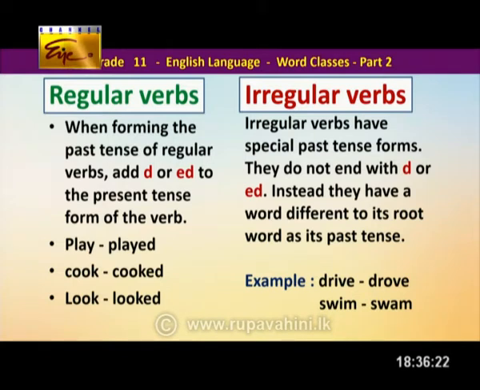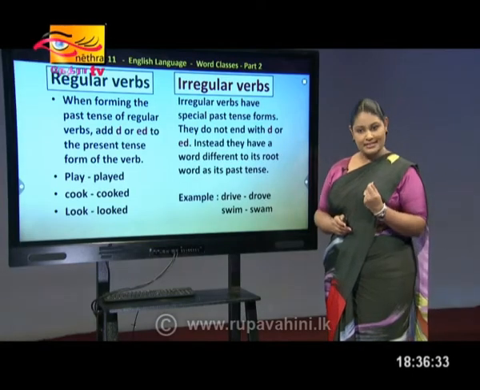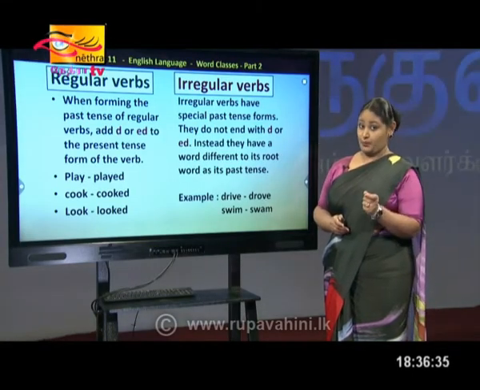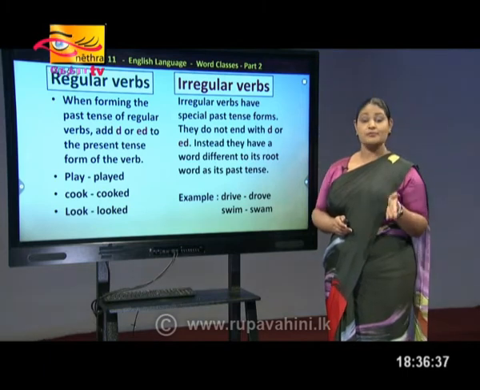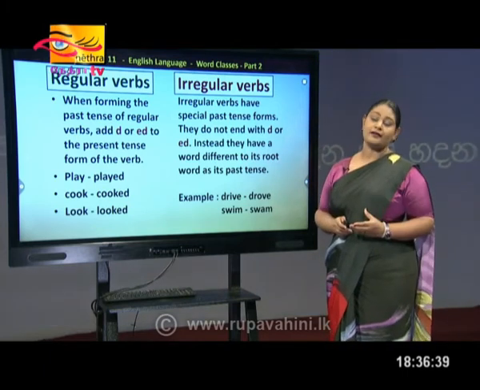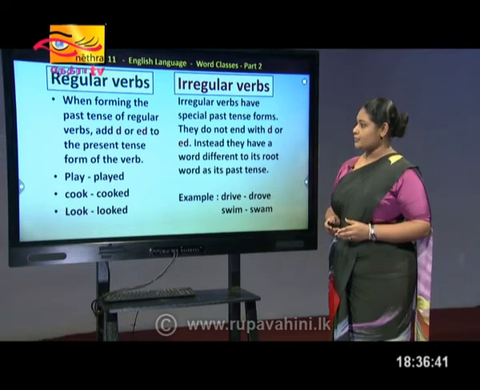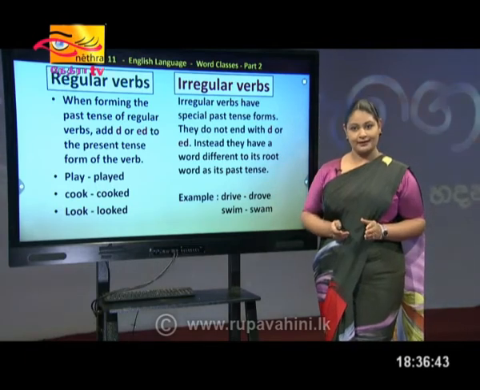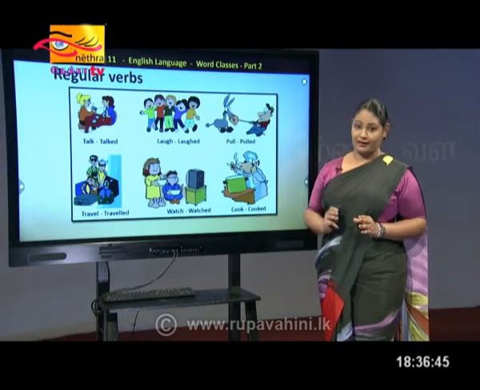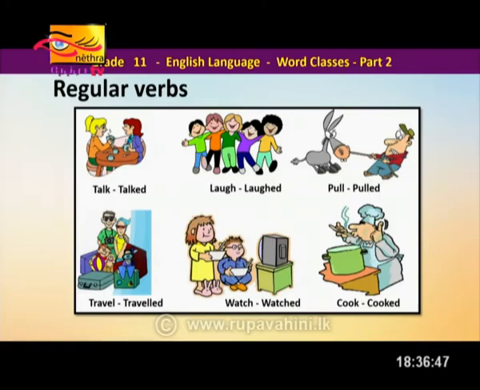What is the root word in swim? Swim is the root word. How do you make that into past tense? Swam. So it's a different word. You have not added ed or d. Swim, you don't say swimmed, right? That is wrong. Swim, swam. So those are irregular verbs. All right, children, hope this is clear. Now, you have regular verbs here, and we have given you pictures as well for your better understanding.